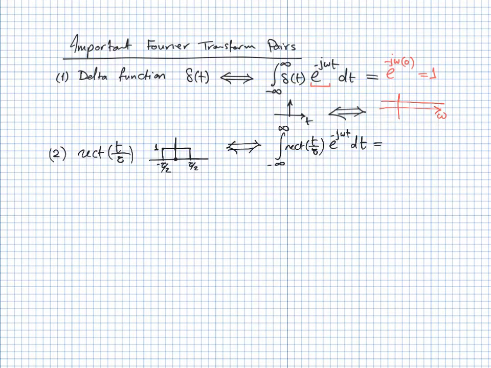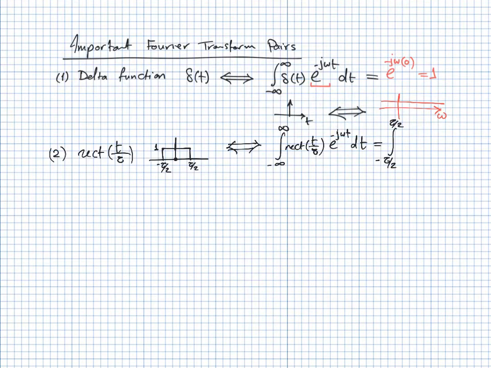Again, the rectangle exists only from minus tau over 2 up to tau over 2. So my integral should be only over that range, because before and after that, I'm multiplying 0 with the e to the minus j, right? So that's a 0 integral. So I only need to integrate from minus tau over 2 up to tau over 2, right? So basically, it becomes the integral from minus tau over 2 up to tau over 2, which is the pulse width, okay?